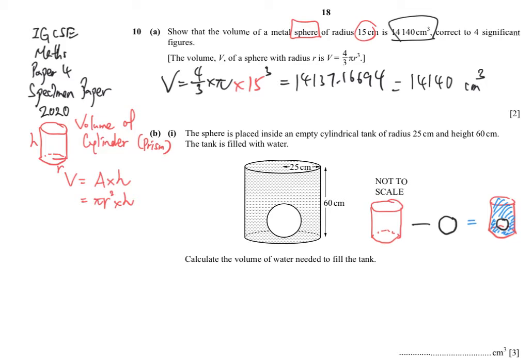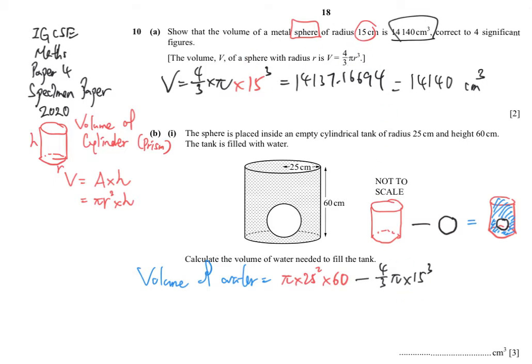This time, the question asks you to find the water needed to fill the tank. You can see that the water, the blue volume here, is just the volume of the cylinder minus the volume of the sphere. So you just subtract these two, and then you will get the water needed to fill the blue area. The volume of the water will be pi r squared times h, that's the volume of the cylinder, and then minus the sphere. The sphere is the one we got in part A.